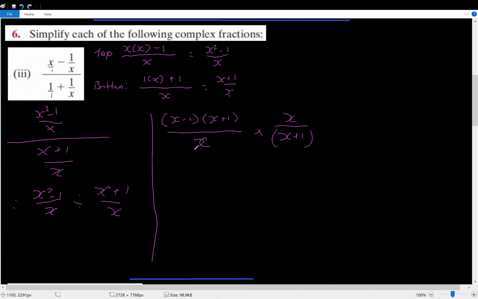So what we can do now is this x down the bottom on the left will cancel with the x on the top on the right, and this entire bracket down here, this x plus 1, will cancel with this x plus 1 on the top left, which means that in the end we're just going to be left with x minus 1 as our answer. And that is that.